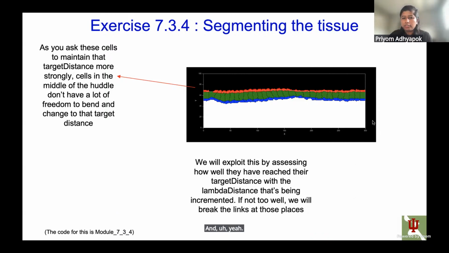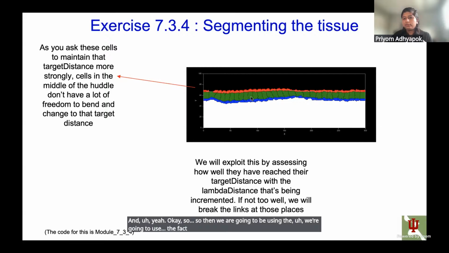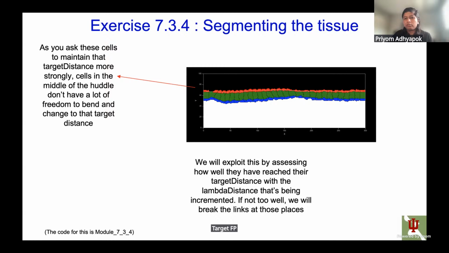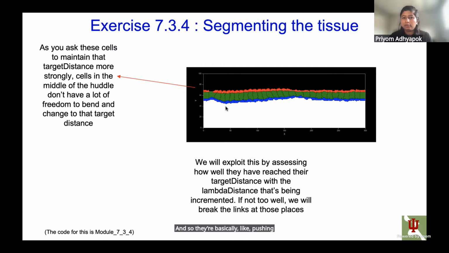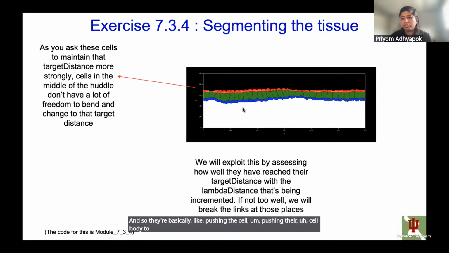Okay, so then we are going to use the fact that some of these cells are in a more stressed state where they're not able to meet their target FPP parameters. And you could also see these cells get a little elongated because they're trying very hard to match that distance between the apical to apical compartments. And so they're basically pushing their cell body to be able to achieve that.